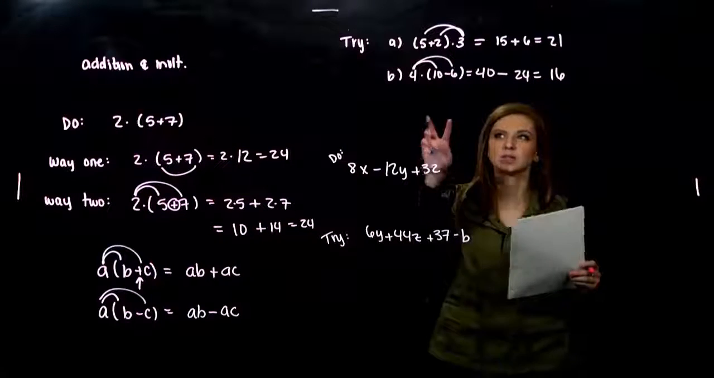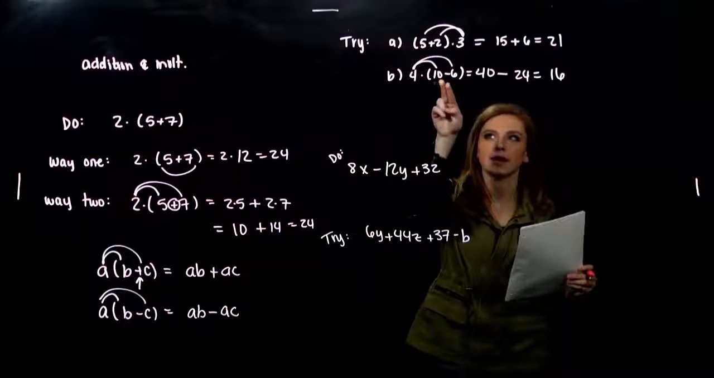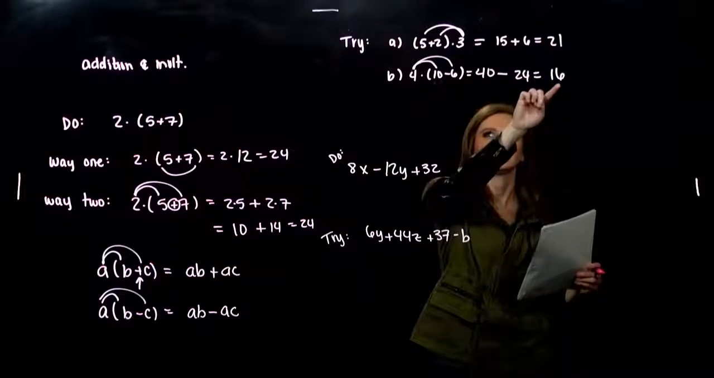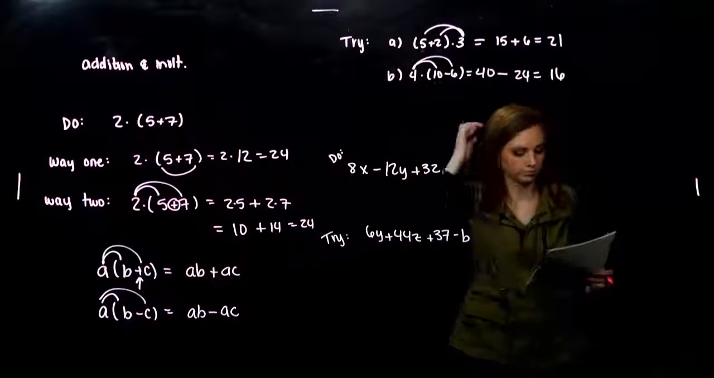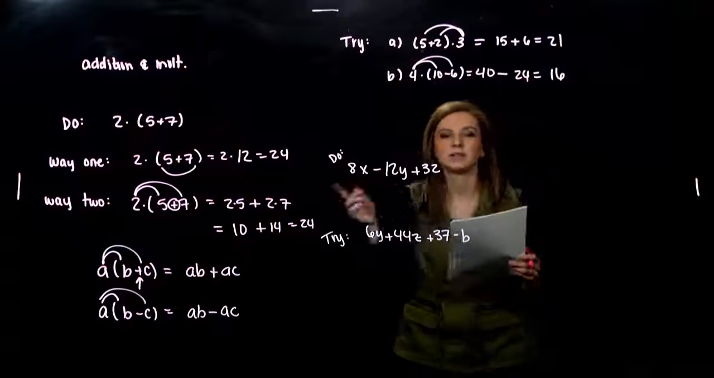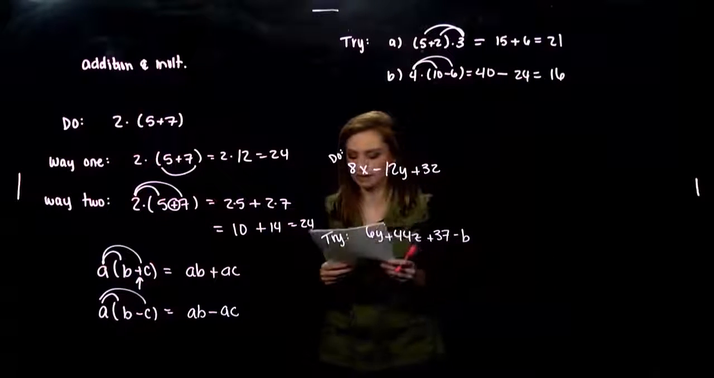Which makes sense if we simplified in the beginning first. I have 4 times 4 gives me 16. Or 5 plus 2 is 7, times 3 gives us 21. But again, get comfortable with distribution. We're going to use it a lot.